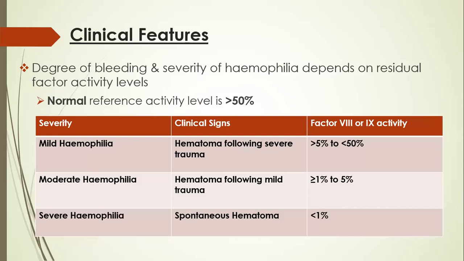So clinical features: the degree of bleeding or severity of hemophilia depends on the residual factor activity levels. The normal reference range for the activity level is more than 50%. In mild hemophilia, the residual activity levels will be more than 5%, less than 50%. In moderate hemophilia, it will be more than or equal to 1% to about 5%, and in severe hemophilia, it will be less than 1%. So clinical signs as showcased there that you can read.